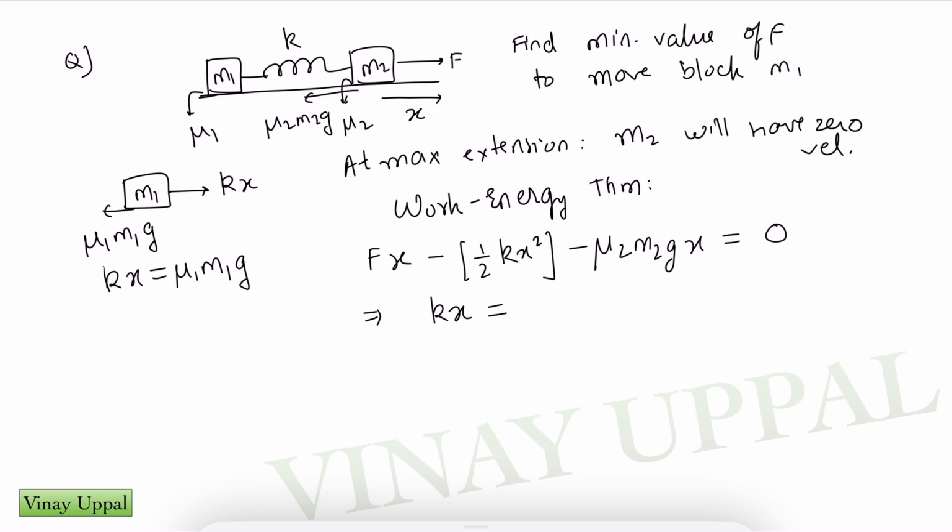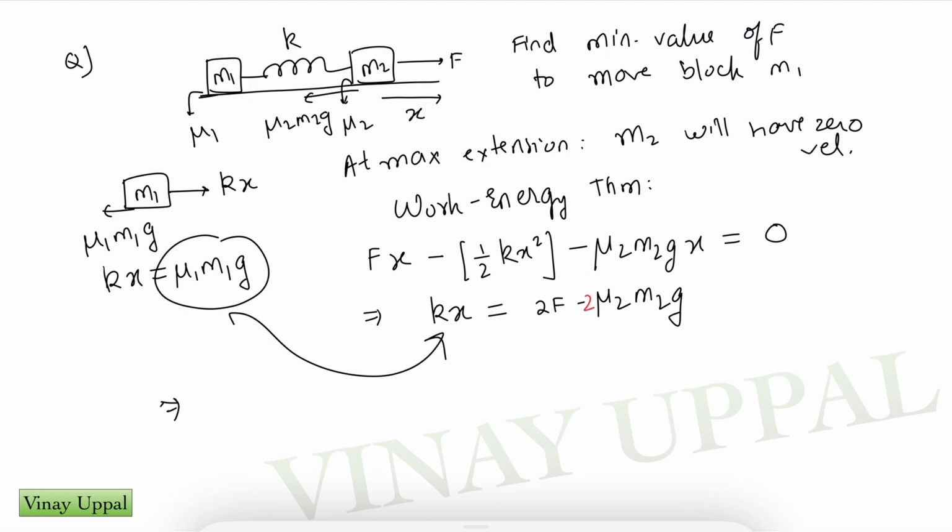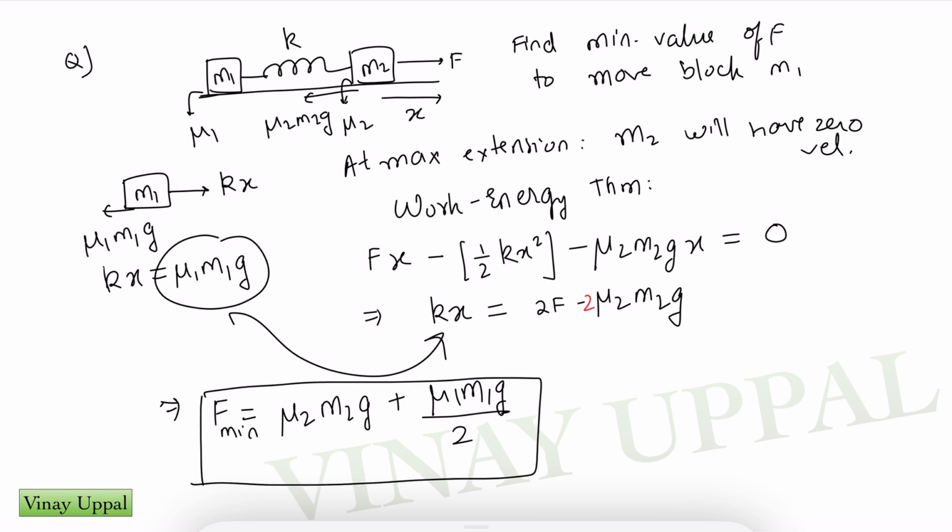I will get Kx as 2F minus mu2 m2g. And this value should just be equal to mu1 m1g. There should be a 2 here. I missed that out earlier. Alright, so I'm just going to substitute Kx as mu1 m1g, and therefore I will get F as mu2 m2g plus mu1 m1g, divided by 2. So this is the minimum force in order to move block 1.